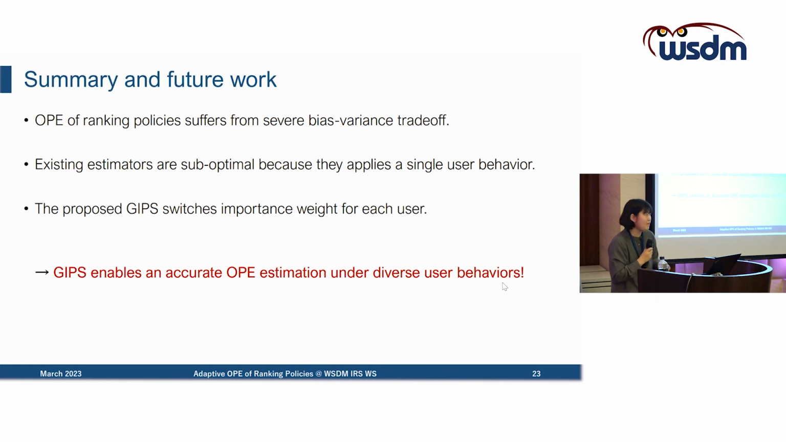variance in estimation. So to deal with this issue, we proposed our GIPS estimator, which adaptively switches the importance weight depending on the context-dependent user behavior. And we show that GIPS enables very accurate policy evaluation even under diverse and complex user behavior, which is a more realistic situation. And we also plan to further study the robustness of our GIPS estimator to the estimation error of the user behavior assumption. Yeah, because true user behavior is often unobservable in real-world situations. And I'm very excited to further study and make this GIPS estimator work in even more practical situations.